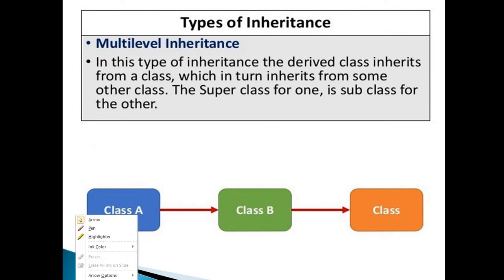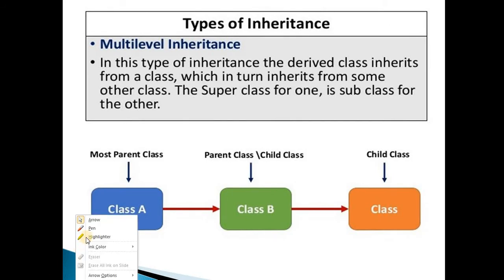In this video, we'll see the program for multi-level inheritance. In the last video, we have seen what is single inheritance and the program for single inheritance. Now you can see for this multi-level inheritance, there is one base class and more than one derived classes.